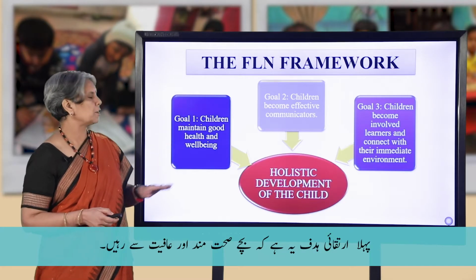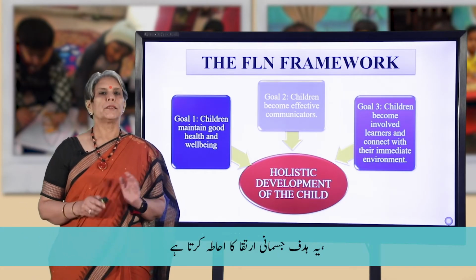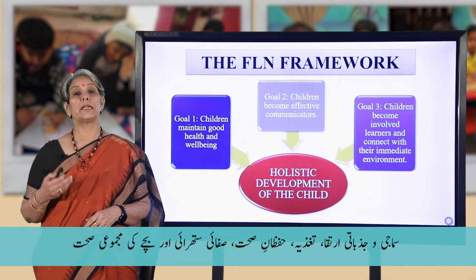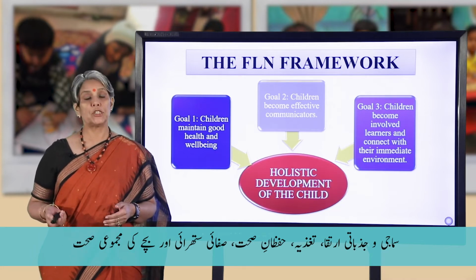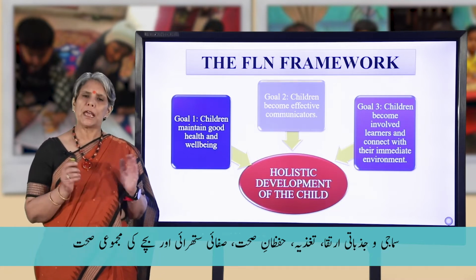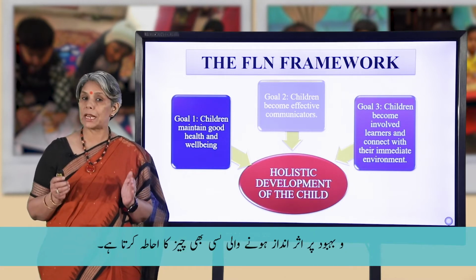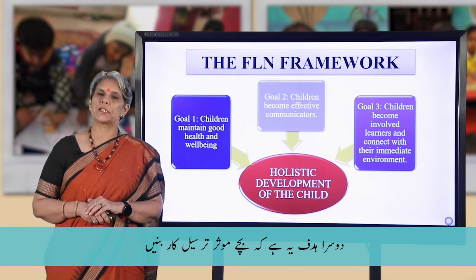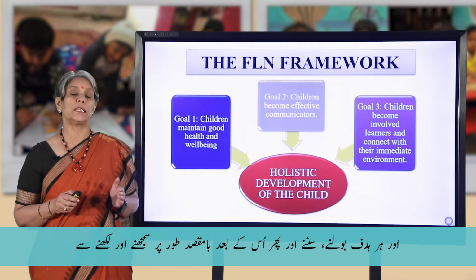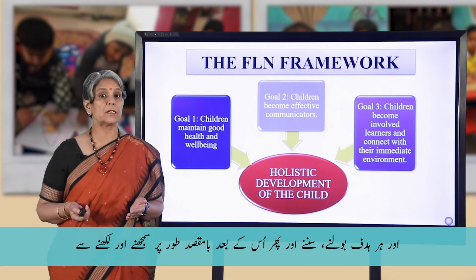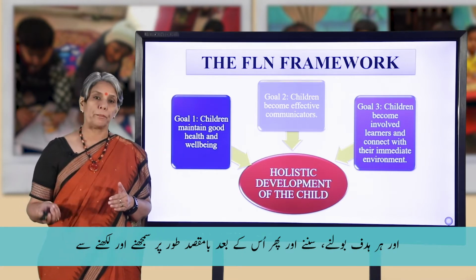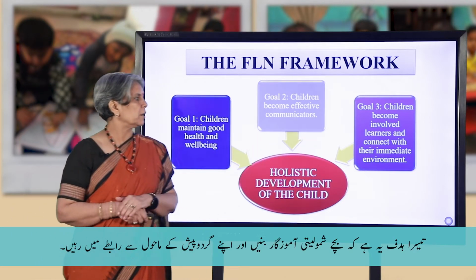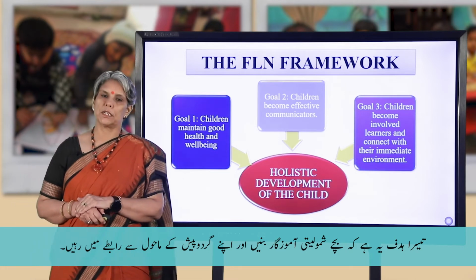Developmental goal 1 is children maintain good health and well-being. This goal covers the physical development, the socio-emotional development, nutrition, health, hygiene, sanitation, and anything that affects the overall health and well-being of the child. Goal 2 is children become effective communicators, and this goal deals with talking and listening skills, then reading with comprehension and writing with purpose. Goal 3 is children become involved learners and connect with their immediate environment.